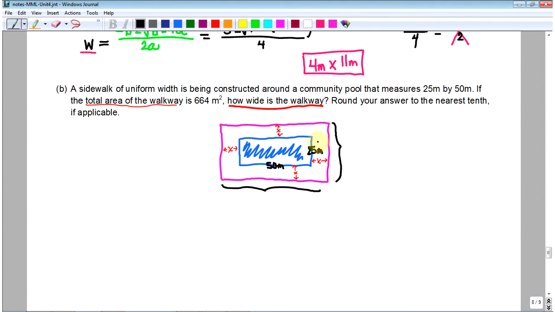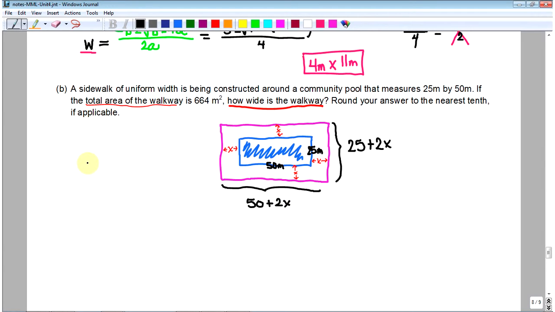So if I start with my width, I know the width of the pool is 25 meters. On each side, I know that x meters are being added onto it for the walkway. So that means my total width will be 25 plus 2x. Right, 25 plus x plus another x gives us 2x. Similarly, I know that the length of my pool is 50 meters. I'm adding x meters on either side, so this entire length will be 50 plus 2x.